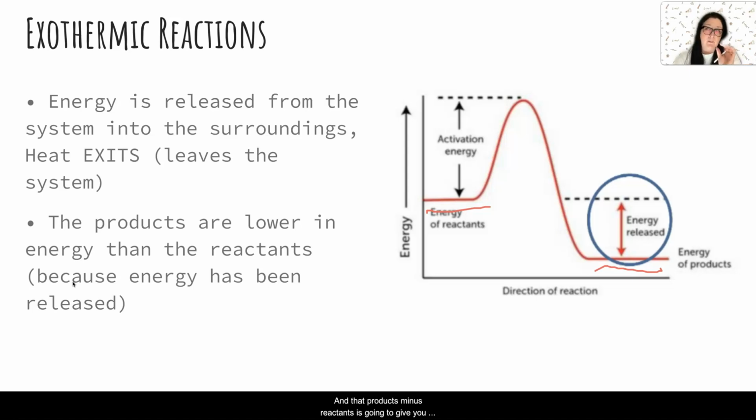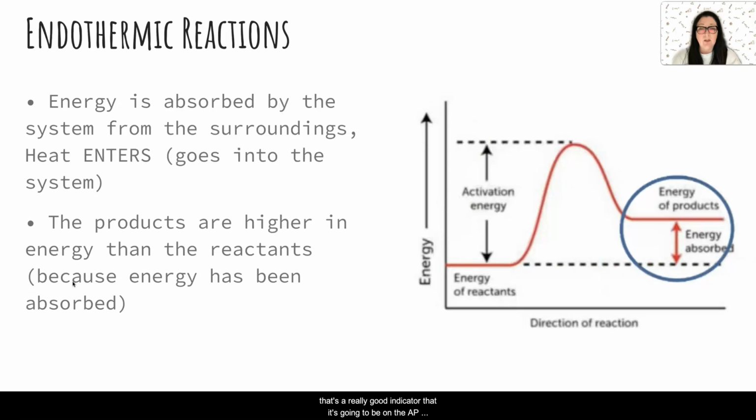Products minus reactants is going to give you a negative delta H value, which goes along with the fact that in order to get from here to here, energy had to be released or exited the system, however you want to word it, because that's what's really important. The products are lower in energy than the reactants because the energy has been released. This is exothermic.